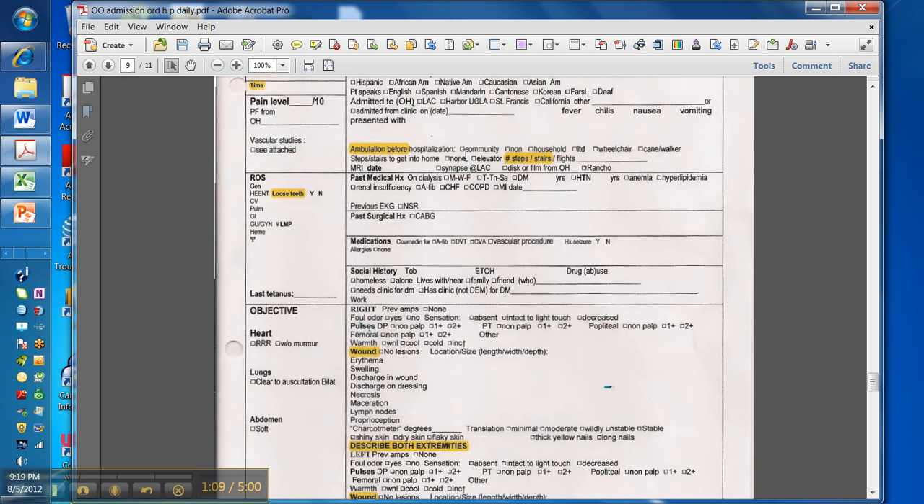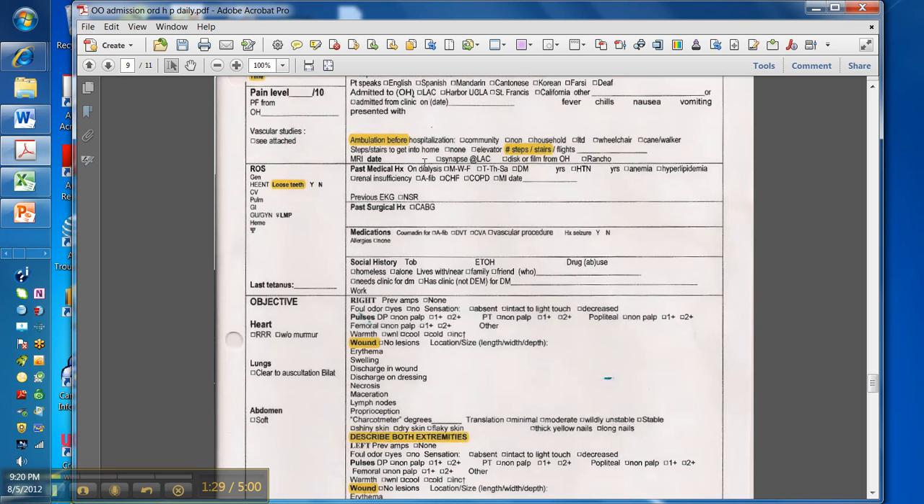Before they were admitted, what was their ambulation status? How many stairs or steps do they have to get into their house? This is important for physical therapy and rehab, but also what their ambulation status may dictate a higher level of amputation. If they had an MRI done at LA County, what was the date?